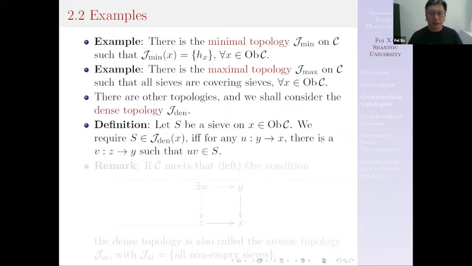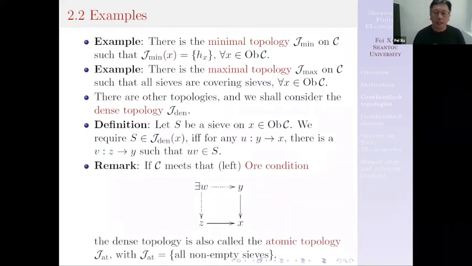Now, if the category C meets an Ore condition, the so-called Ore condition, which is something weaker than the existence of fiber products. That means if you have two morphisms ending at X, then you can always complete it to a commutative square in the category C.